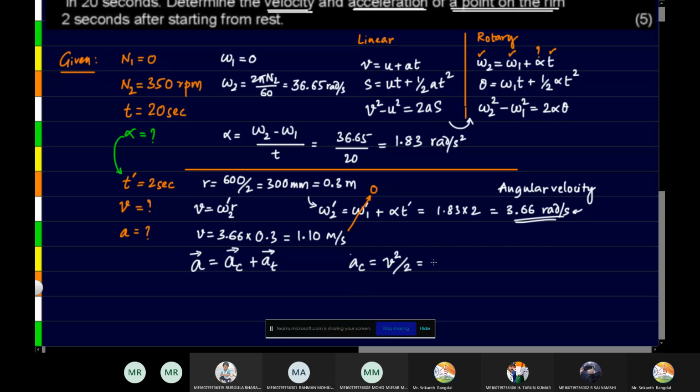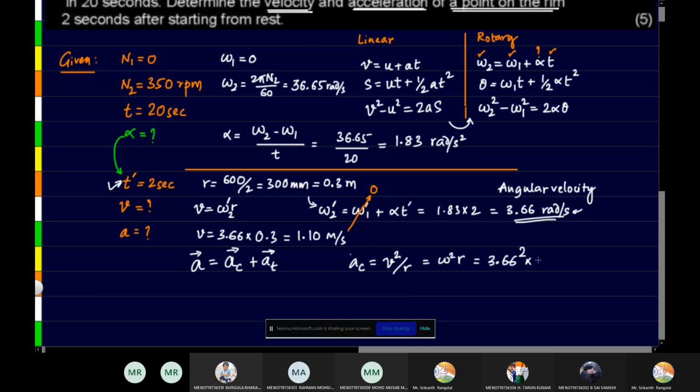Sorry, this is V square by R, right? V square divided by R. This is one method. The second method is omega square into R. So which omega do we have to take? We have to take omega 2 dash. Okay, so what is omega 2 dash? 3.66. So 3.66 square into radius.